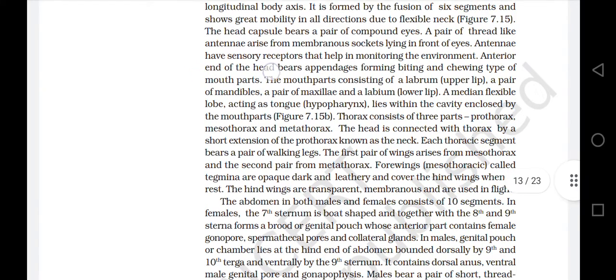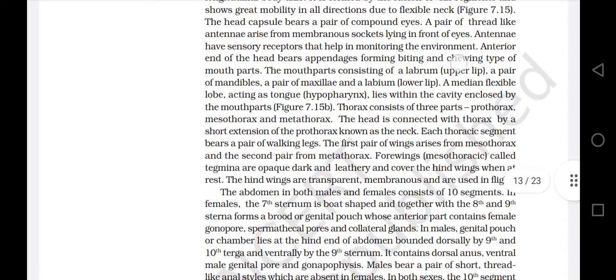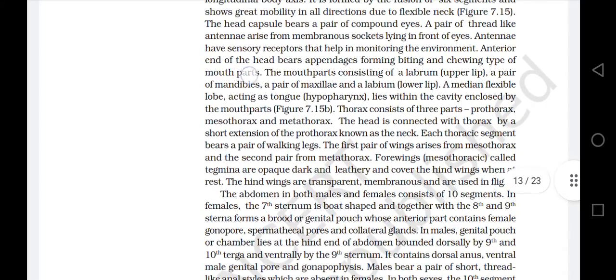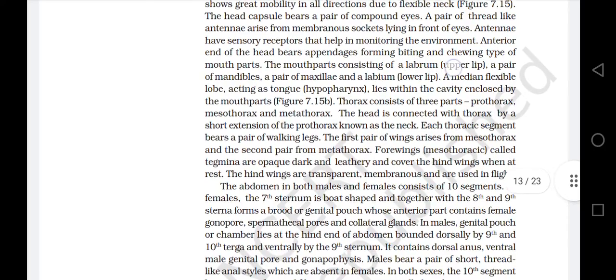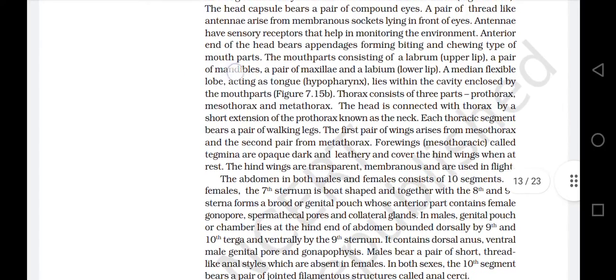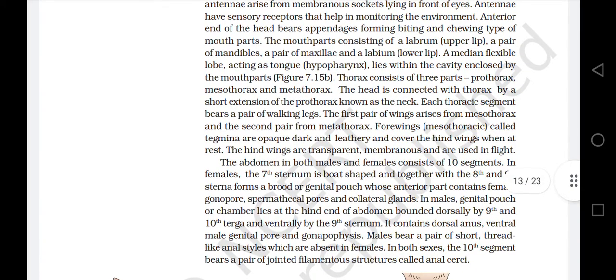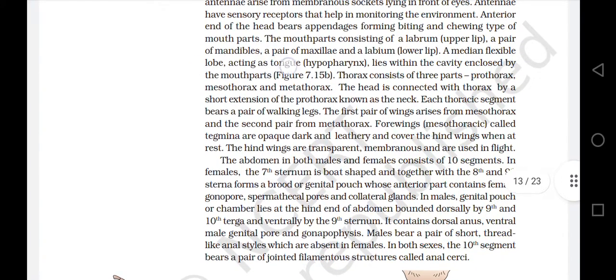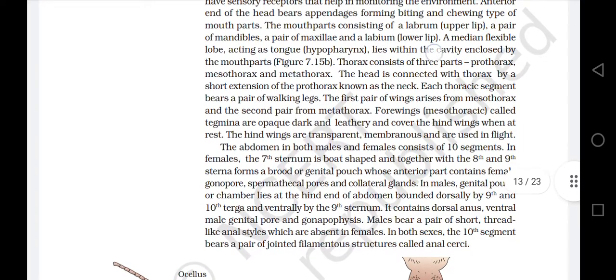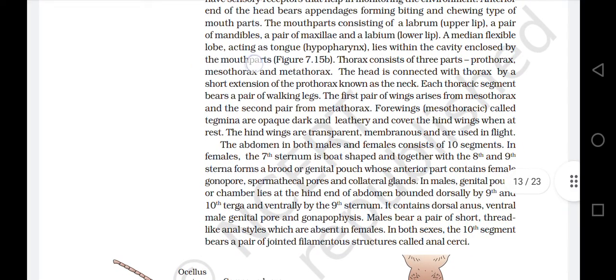Anterior end of the head bears appendages forming biting and chewing type of mouthparts. The mouthparts consist of a labrum, upper lip, a pair of mandibles, a pair of maxillae, and a labium, lower lip. A median flexible lobe, acting as tongue, the hypopharynx, lies within the cavity enclosed by the mouthparts.